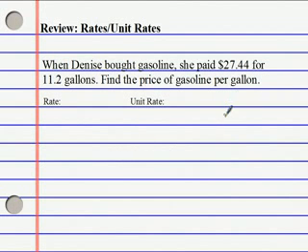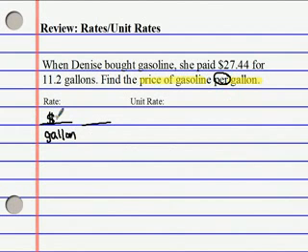A word problem like this can look a little intimidating, but it's the same process. When Denise bought gasoline, she paid $27.44 for 11 2/10 gallons. Find the price of gasoline per gallon. Well, step 1 is always find our labels. What is it that we're comparing? It tells me find the price of gasoline per gallon. Those are my labels. The price is going to be in dollars, so I'll just put a $, make life easy on myself, per gallon.